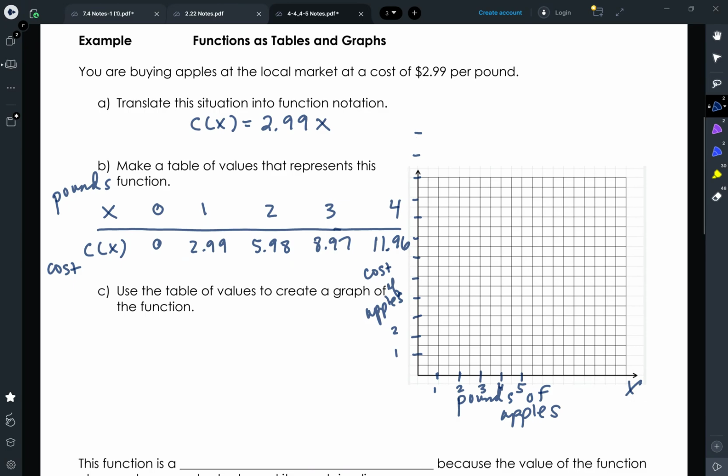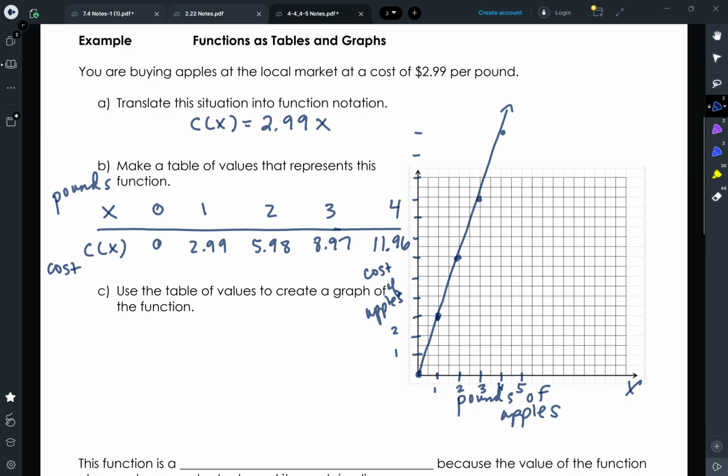Okay, so 0, 0. 1 pound is about $3. 2 pounds is about 6. So we're definitely doing some rounding here. 3 pounds is about $9. And then 4 pounds would be about $12. So let's go ahead and connect. And the reason I can connect my graph is that all the points between those make sense.